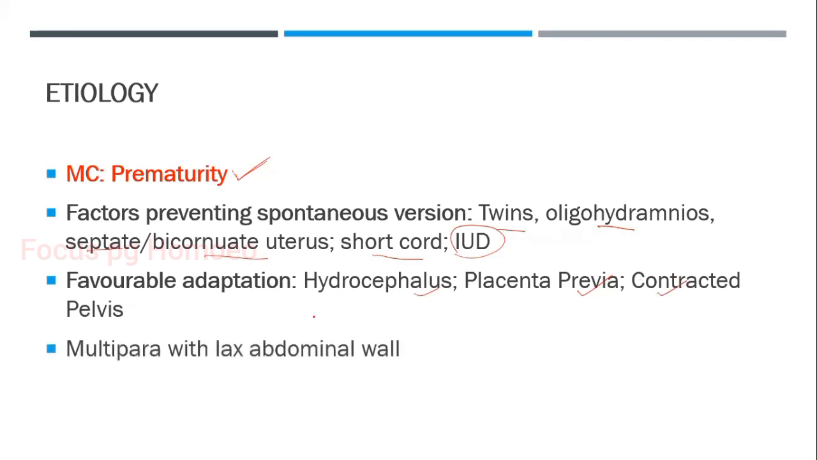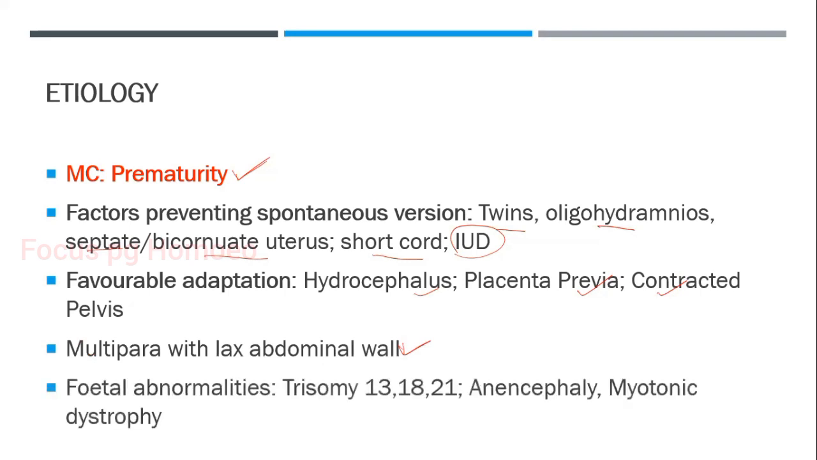And a multipara who has given birth to many, with a lax abdominal wall. This usually occurs when there is no spacing between two pregnancies. And also multiple pregnancy. So breech presentation is common in them. And what are the fetal abnormalities where breech presentation is seen? It is trisomy 13, 18, 21, anencephaly, and myotonic dystrophy. So these are the conditions where breech presentation is seen.